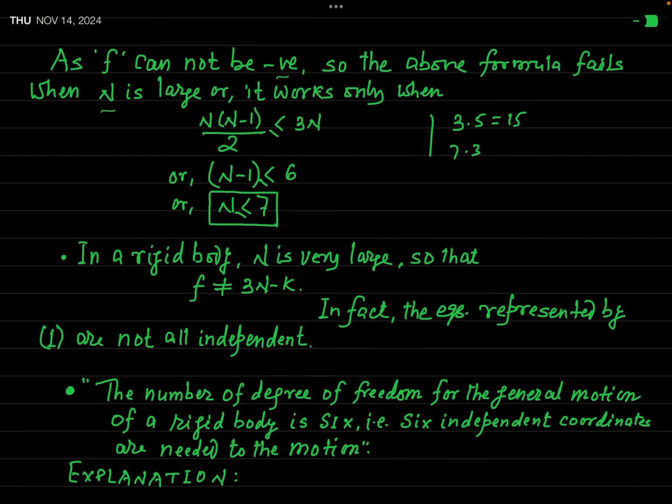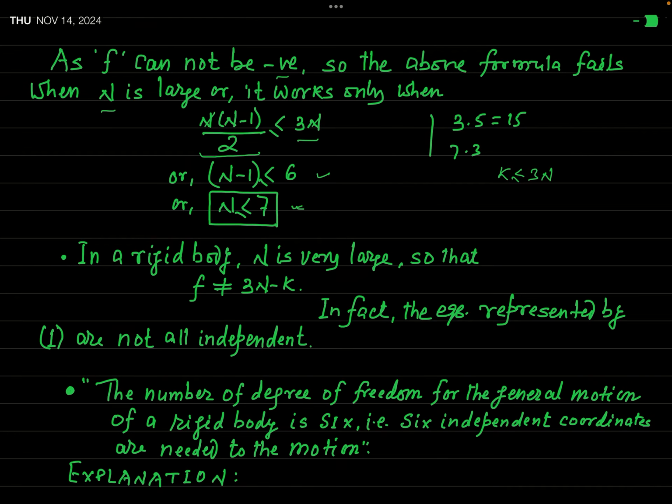As I have told you, for validity of this formula, k should be less than or equal to 3n, and k is equal to this much: n times n minus 1 over 2, and this should be less than or equal to 3n. So this n and this n will cancel out, and you can say that n minus 1 must be less than or equal to 6, and therefore n must be less than or equal to 7. So this formula will hold only in case of a system containing at most 7 particles.